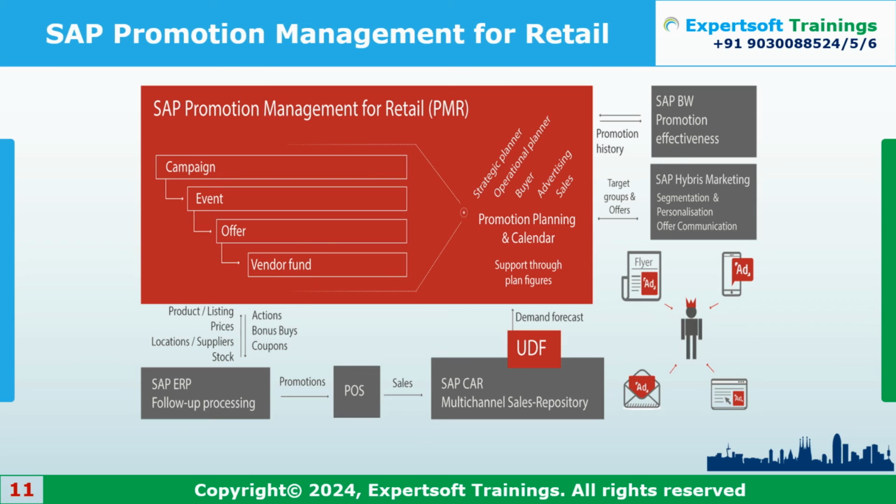And then again, when the sales data comes from POS to CAR, it comes with that promotion number. So now I have that promotion number also to analyze how effective my promotion was. Because I can run some analytics. Okay, we have planned so many promotions, but was it really effective? Has it really resulted in increased sales? So those kinds of analysis we can also do based on the data that we have in CAR.